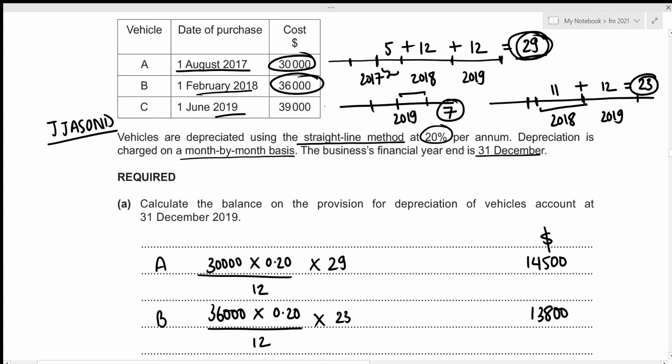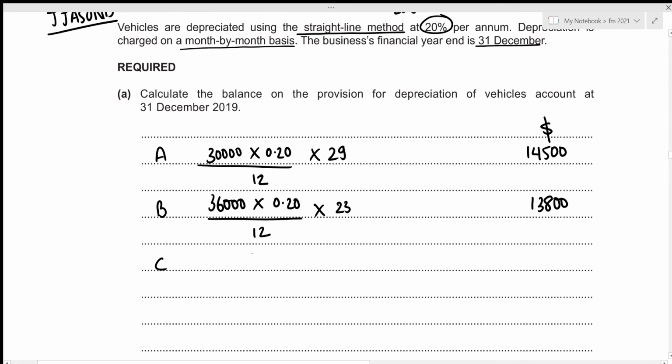We'll start with our cost of 39,000. So that's 39,000 times 0.20, which gives us the depreciation of 12 months, but we only require the monthly depreciation. So we just divide it by 12 times the number of months where you used vehicle C, which you just figured out to be 7. And this gives the provision for depreciation for vehicle C to be 39,000 times 0.20 times 7 by 12, which results in the value of 4,550.